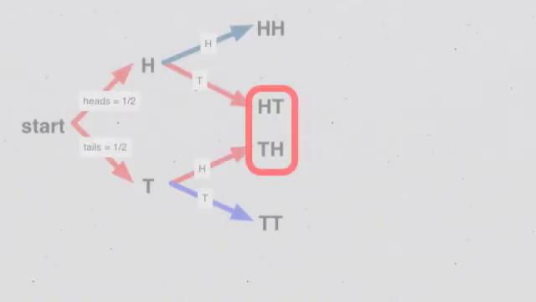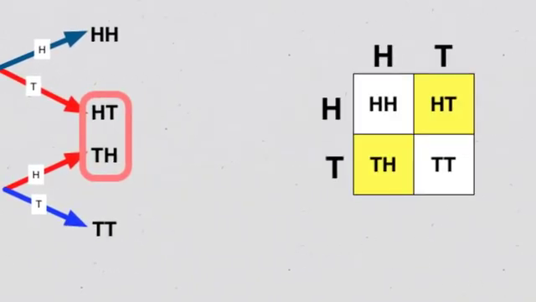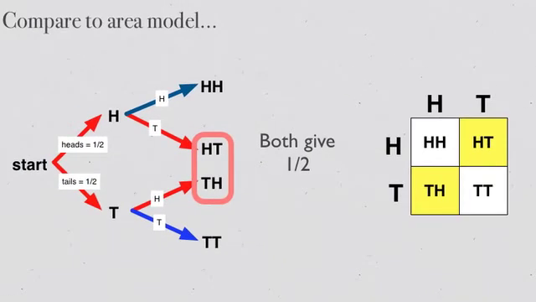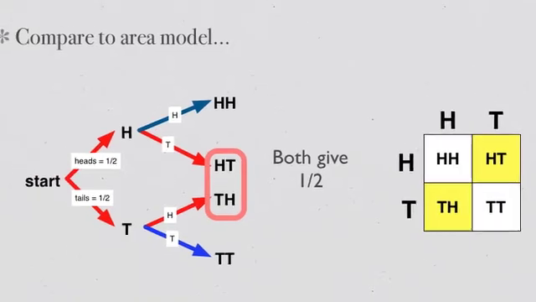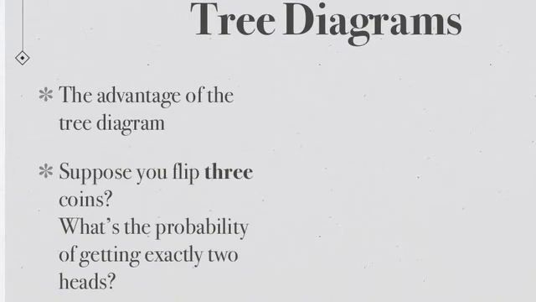Okay, we're going to compare this to the area model. Here's what we just did using the tree diagram. And here's an area model. This also looks just like the boy-girl-child diagram you might have seen a couple videos ago. And you could see that they both give 1/2. The area model, you have 2 quarters that you add up. That's 1/2. And over here in the tree diagram, you also have 2 quarters, 2 routes, each of which is 1/4. So the advantage of the tree diagram, the big advantage, is that you can have more than 2 events.